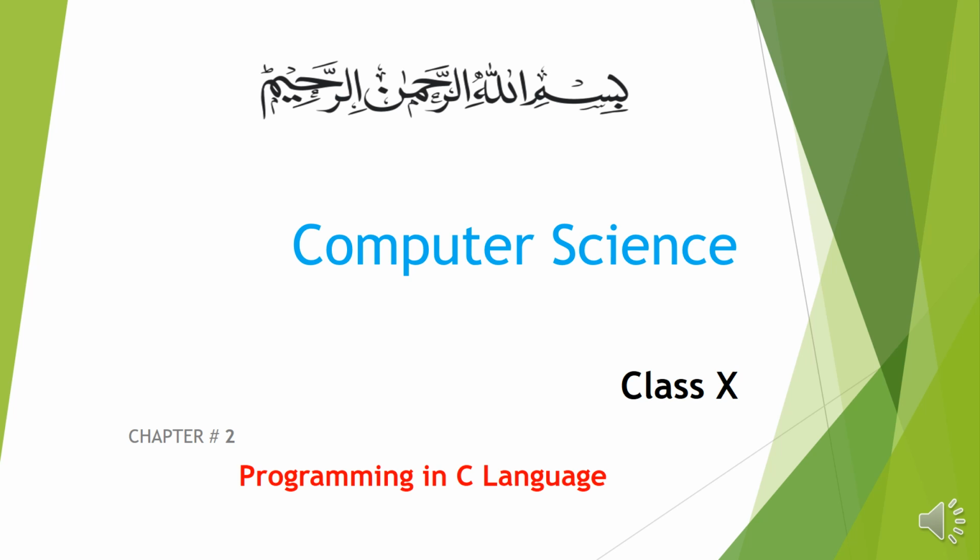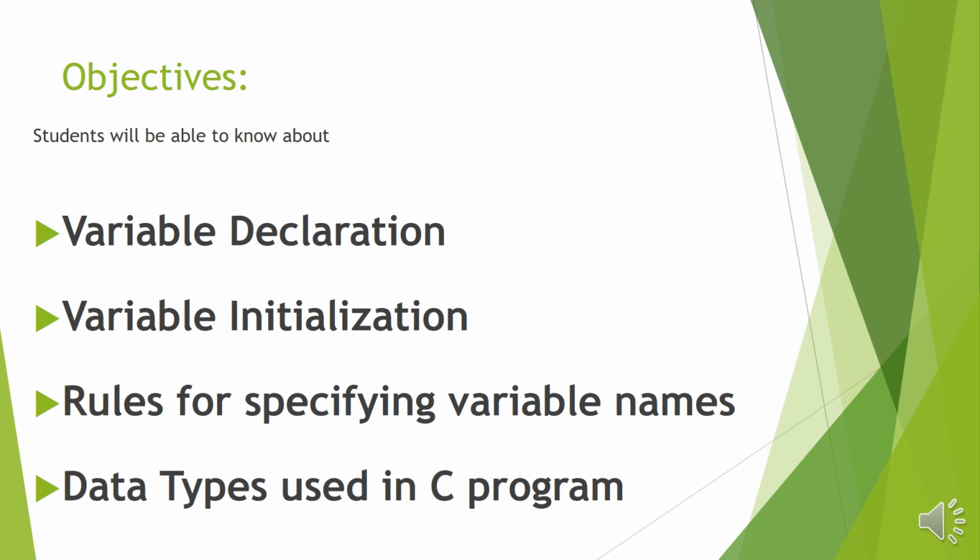Today we discuss chapter number 2 of computer science. The name of the chapter is Programming in C language. In this tutorial, students will be able to know about variable declaration, variable initialization, and one of the most important topics, rules for declaring variable names. And the last topic of the book is data types used in C program of chapter 2.